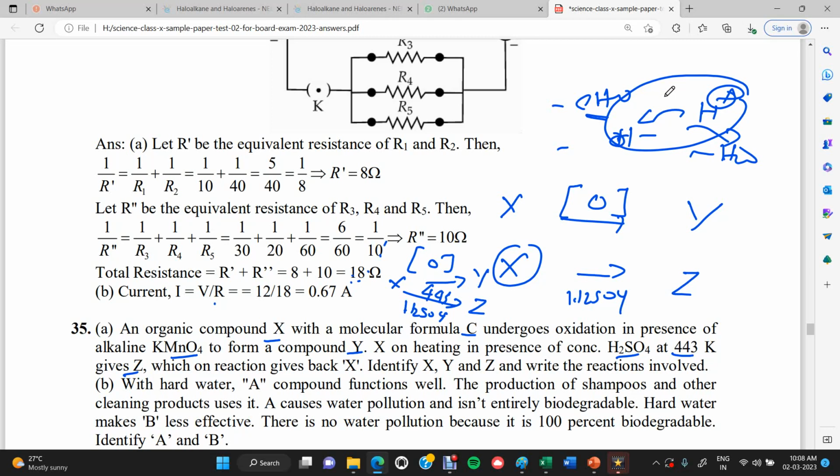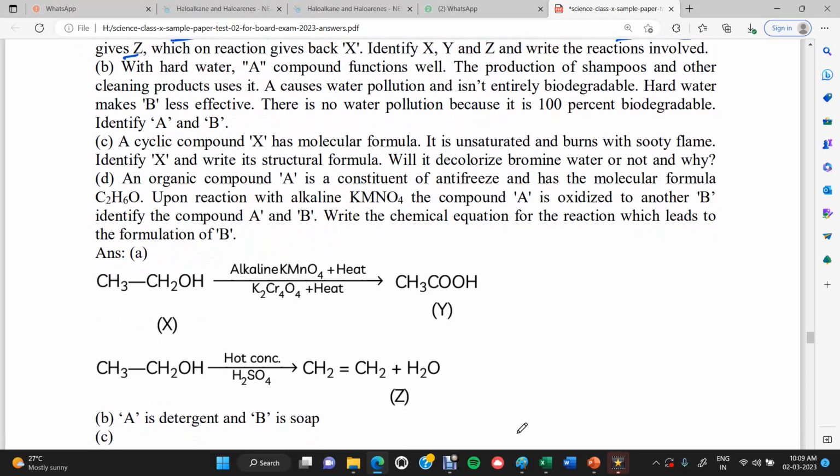But they did not give any restriction regarding the molecular formula, so I can take any acid. Let me check. If I consider CH3CH2OH as X, on oxidation it will give CH3COOH. On dehydration, minus H2O, it gives CH2=CH2. This is the simplest thing I expect for this, and that is what they also mentioned. So this is an alcohol and this is an acid.